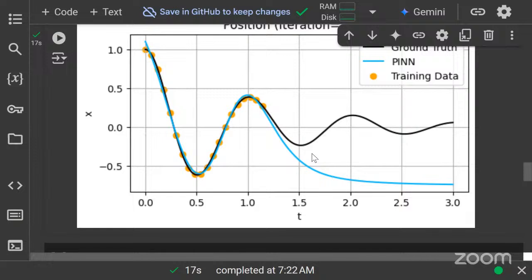For the time interval that you have already seen, it's going to do a great job of at least interpolating the training data. But beyond the time that you've never seen, it's not going to be able to predict the position of the harmonic oscillator at all. Okay. Yes.